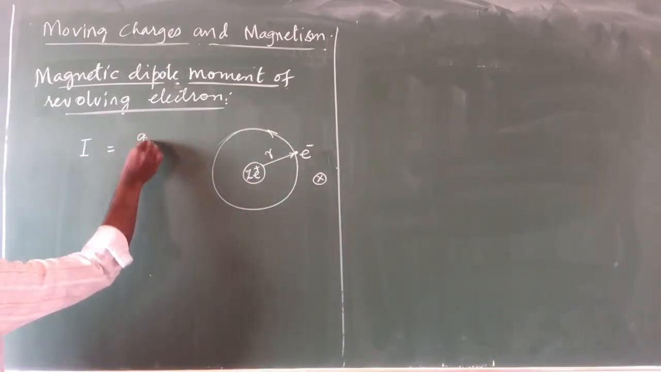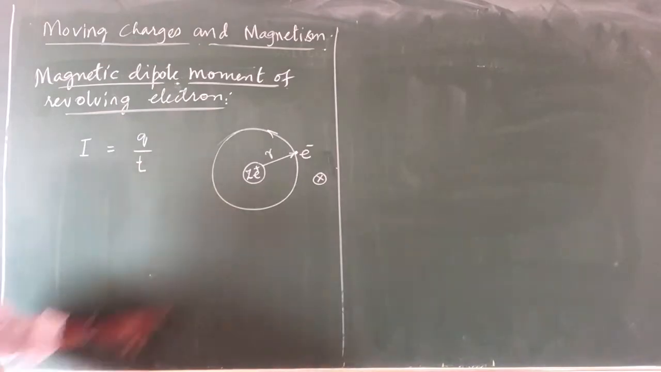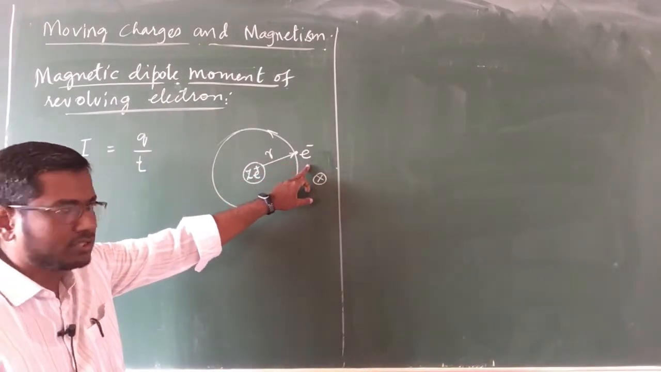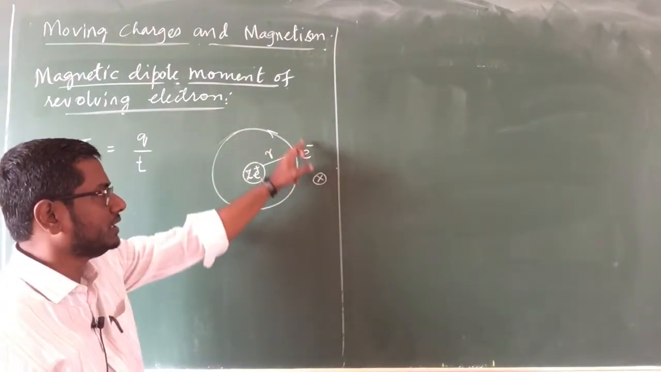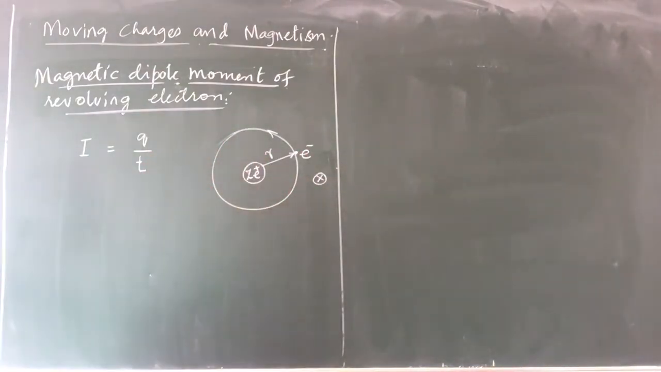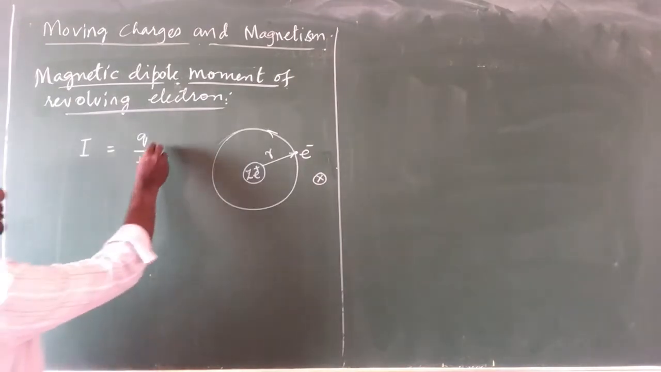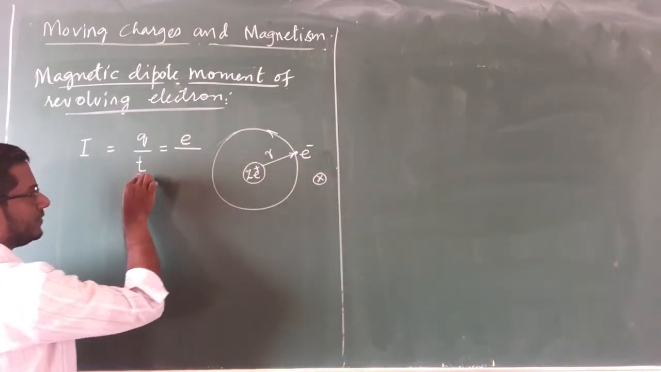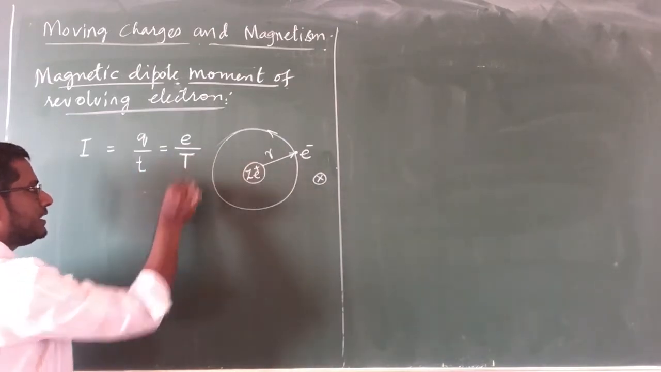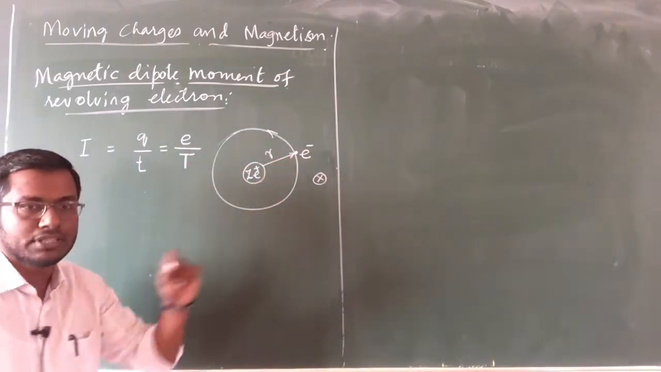I equals Q divided by T. So we have a charge, that is the charge of the electron. It is in motion, it is going to revolve around the nucleus, and for that revolution, it is going to take some time. So I can replace this Q by this e, and this t, which is a random time, with a capital T, because this electron is going to revolve with a fixed time period.